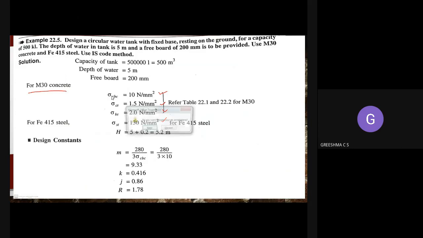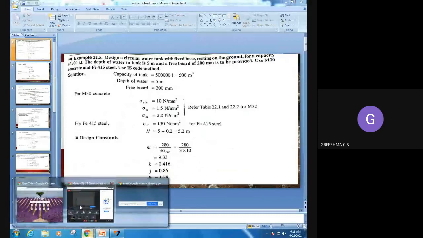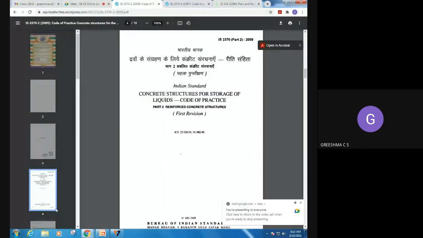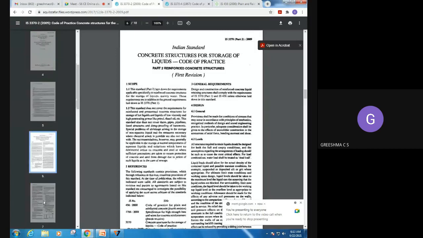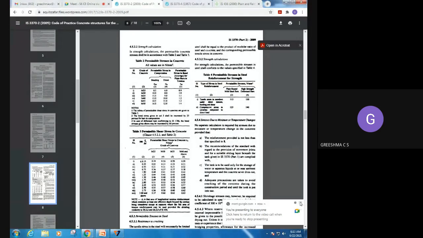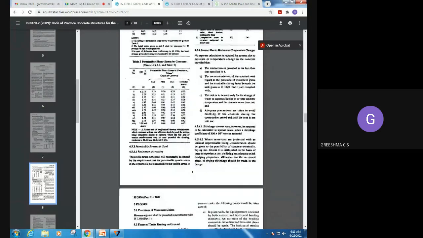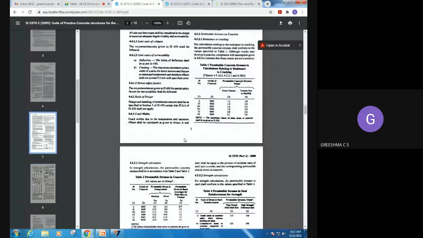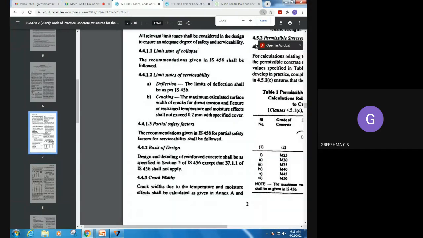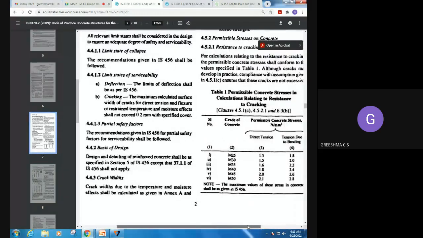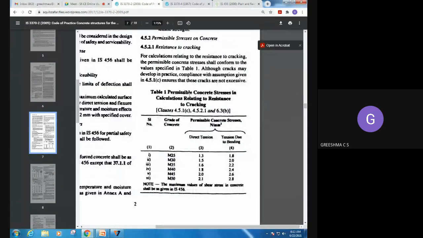We have already dealt with all these values. I will just show you from where I got this value. This is IS 3370 part 2, page number 2 and 3, table 1. In this table you can see permissible stress. From this you get these values.